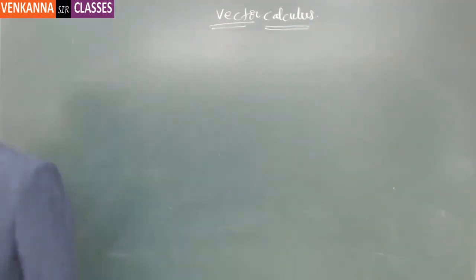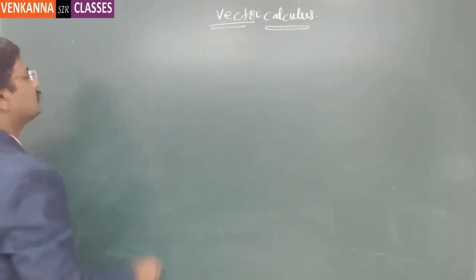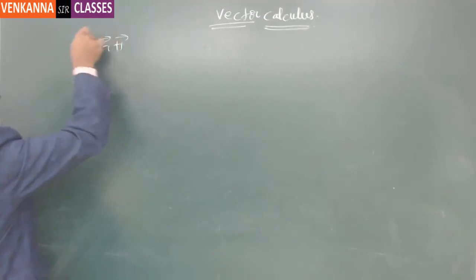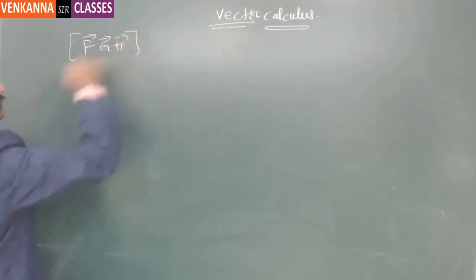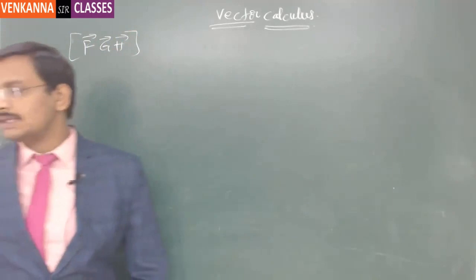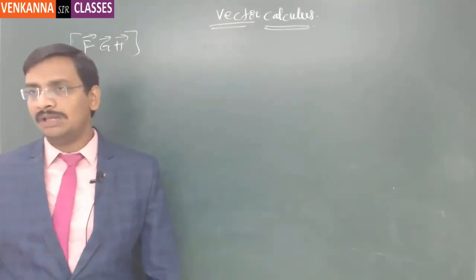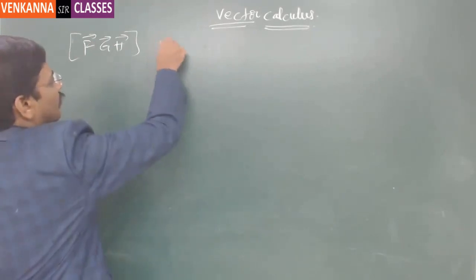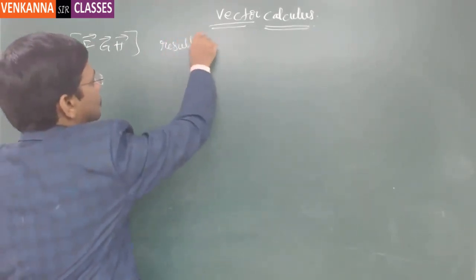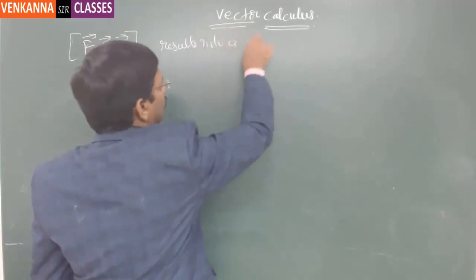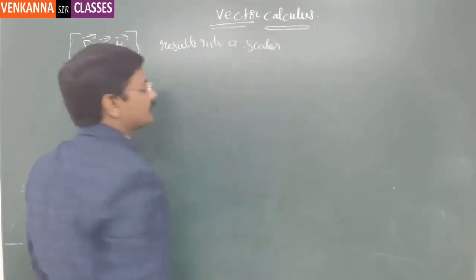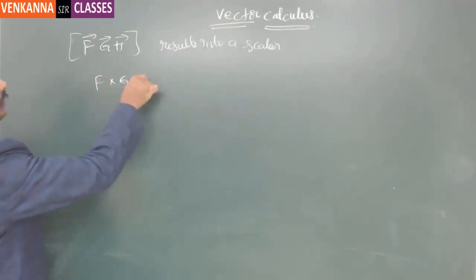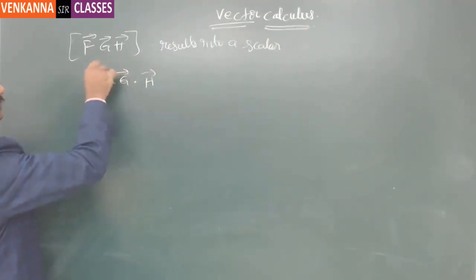So the scalar triple product of three different vectors: suppose I have f, g, h, three different vectors like this, and there is a square bracket around them, then we call this the scalar triple product. The scalar triple product always results in a scalar. This is f cross g dot h. So this is the scalar triple product.